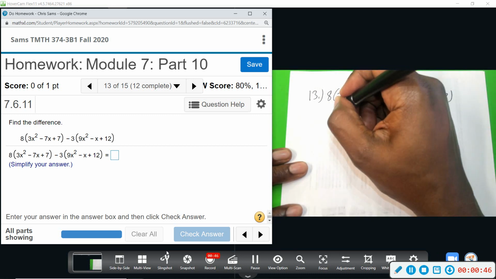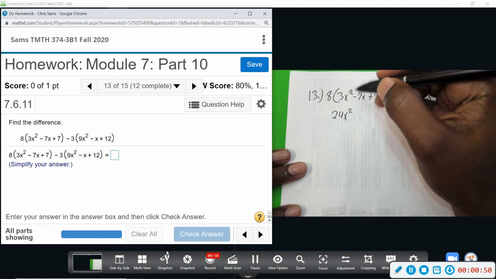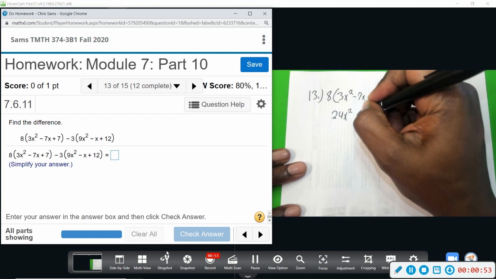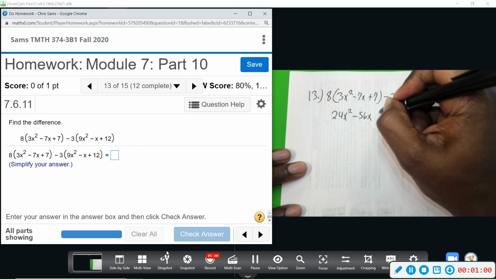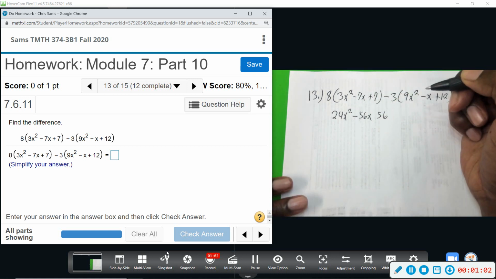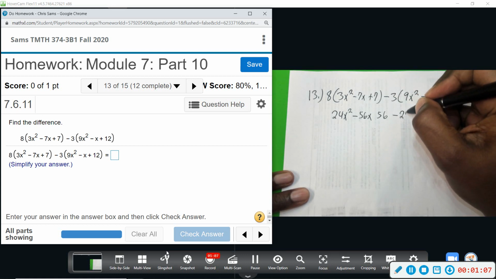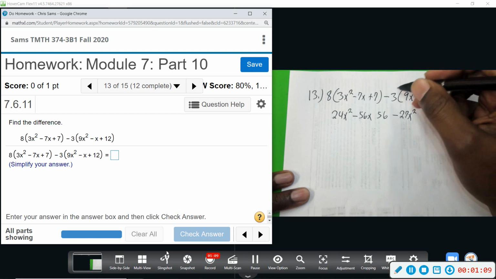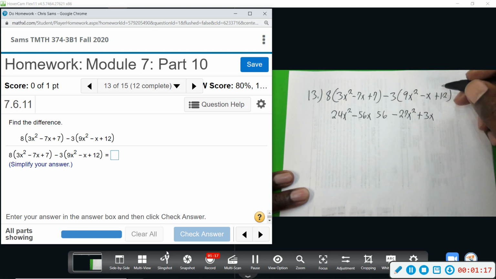8 times 3 gives us 24x squared. 8 times negative 7 will give us a negative 56x, and 8 times 7 will give us 56. And then negative 3 times 9 will give us a negative 27x squared. Negative 3 times a negative x will give us a positive 3x. Negative 3 times 12 gives us a negative 36.